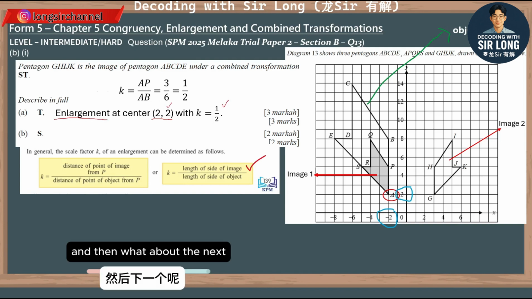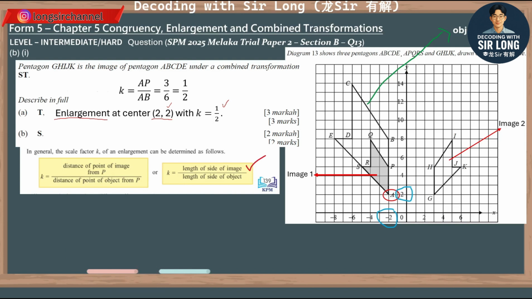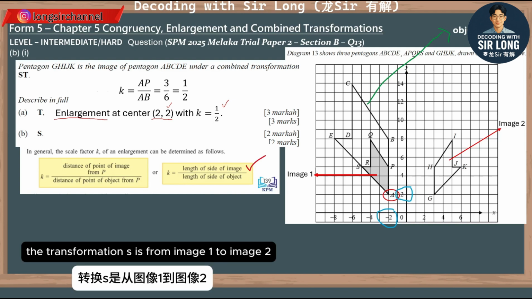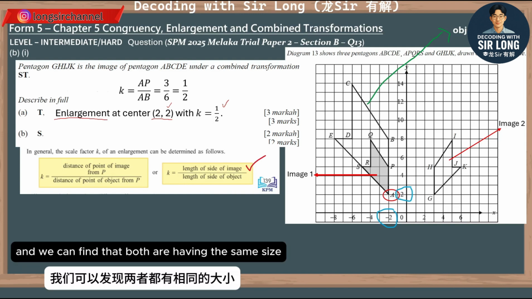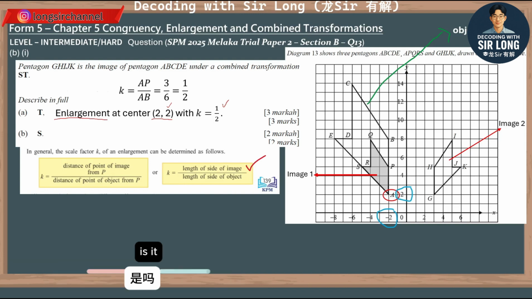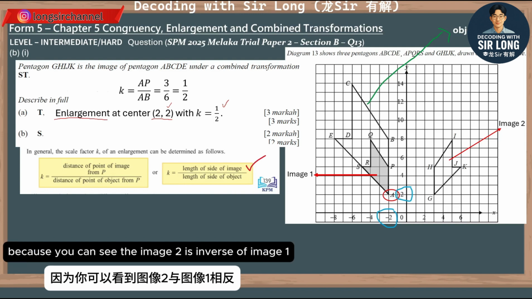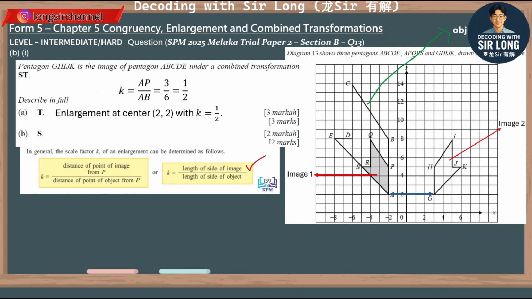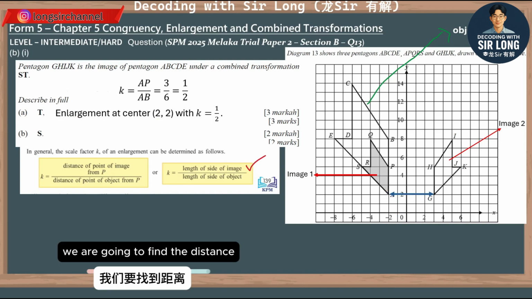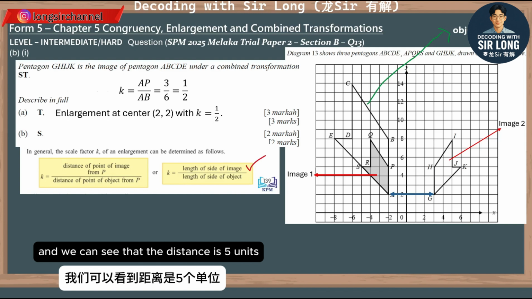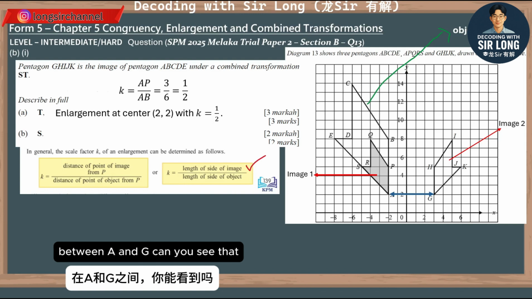And then what about the next? The transformation S. Remember, the transformation S is from image 1 to image 2. And we can find that both are having the same size, is it? Then it must be about what? Reflection. Because you can see image 2 is the inverse of image 1. Therefore, we are going to find the distance between these 2 images, and we can see that the distance is 5 units between A and G.